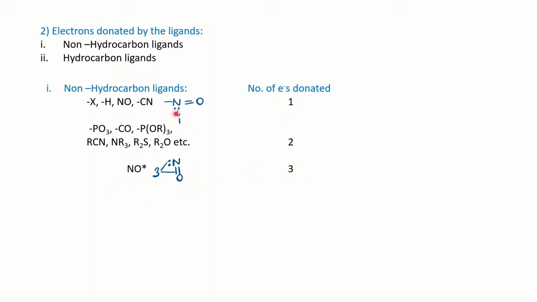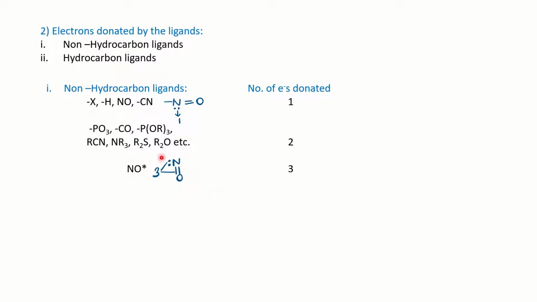Why is it so? You can see the shape of NO here. It is either linear, in which case it contributes 1 electron, or the shape of the NO is bent or triangular, in which case the pi bond electrons also contribute along with the lone pair. So a total of 3 electrons are donated to the metal. We will see while solving the problem whether it is contributing 1 or 3.